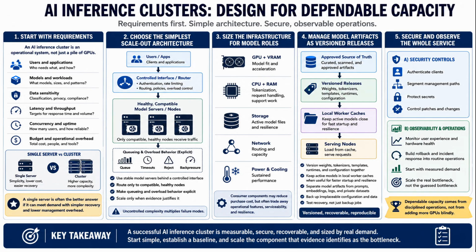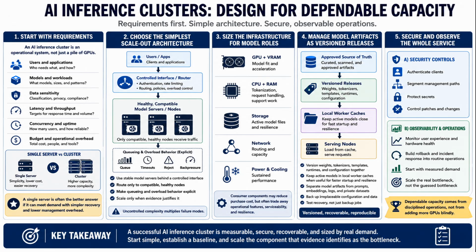Use stable model servers behind a controlled interface, route requests only to compatible healthy nodes, and make queuing and overload behavior explicit. Match GPUs and VRAM to model roles, support them with sufficient CPU, RAM, storage, network capacity, power, and cooling, and understand where consumer components trade lower cost for fewer operational features.